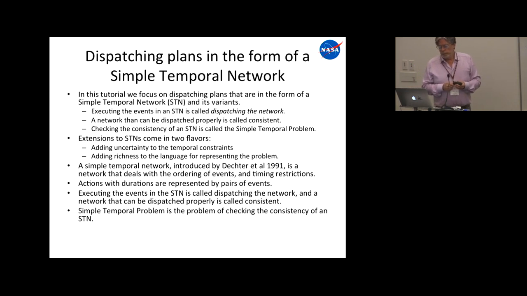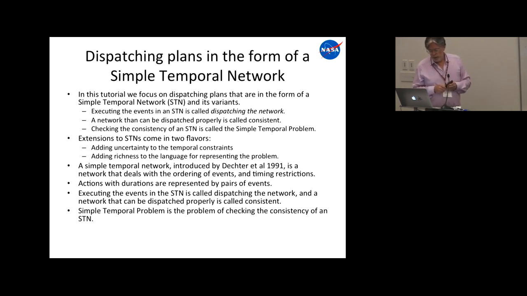So the simple temporal network goes way back, probably 1989, 1990. It's a network that deals with the ordering of events. It's a graphical representation of a temporal problem, a planning problem, that deals with the ordering of events and timing restrictions, where actions with durations are represented by pairs of events, and executing the events in a simple temporal network is called dispatching the network, as I said.